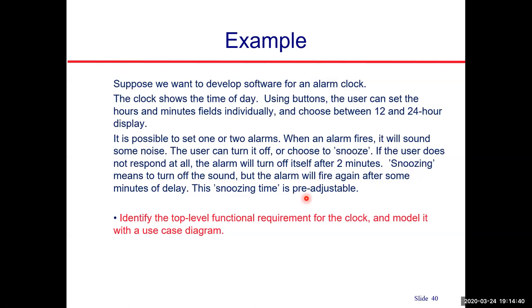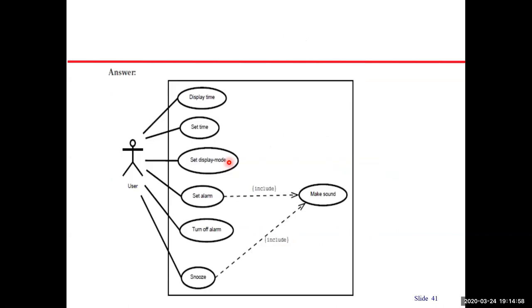In this one, we want to identify the top-level functional requirements for the clock and model them with a use case diagram. This is an example, and of course this is a question in the exam. Let's see how to write it. So the user wants to display the time and set the time. Display mode, set alarm, turn off alarm, snooze. Snooze will include make sound, and set alarm will include make sound.